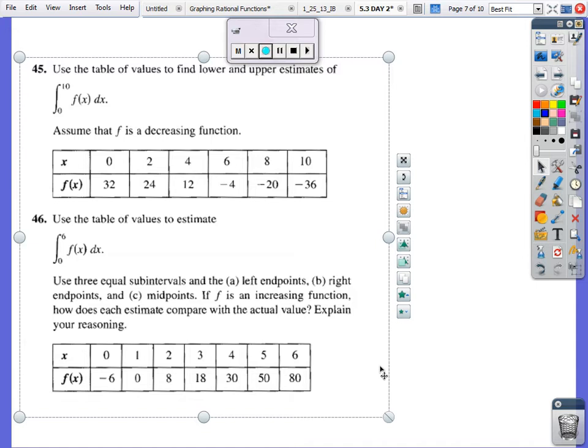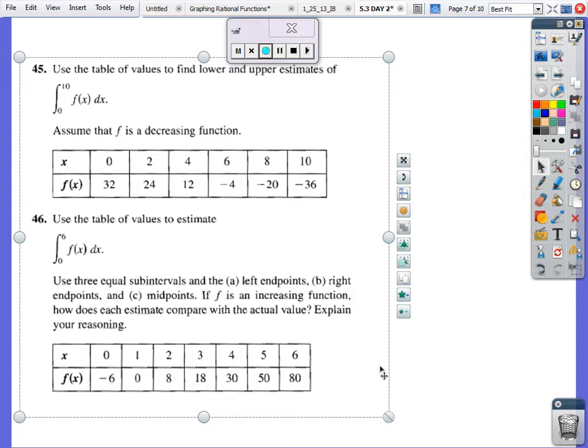For 45, you would find your lower and upper estimates. You'll notice that it's a decreasing function, so you'll have to figure out, based on it being a decreasing function, should you use LRAM or should you use RRAM? And then for 46, there's part A, part B, and part C. So again, for each of those, you're going to try to explain, do you have an overestimate or an underestimate? And you'll notice that the function is increasing.